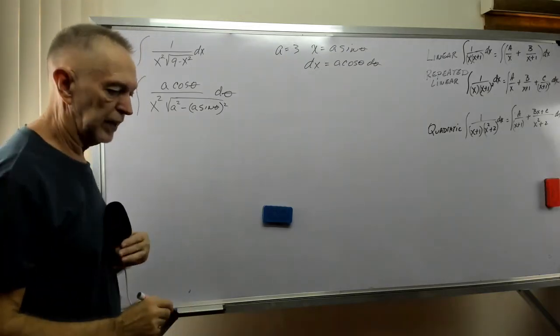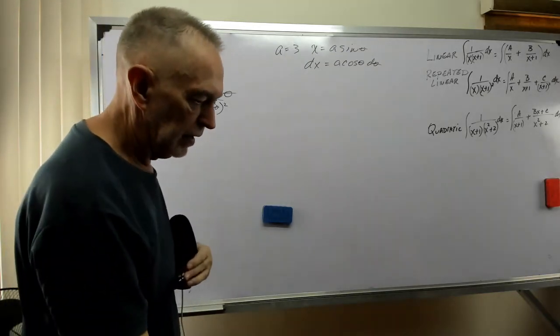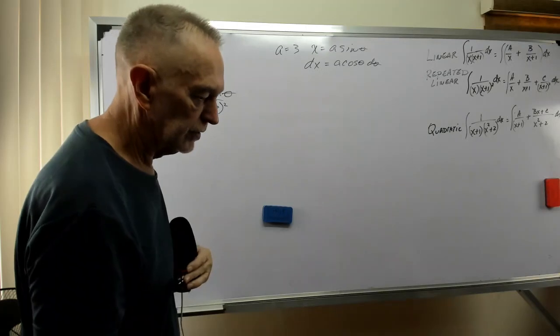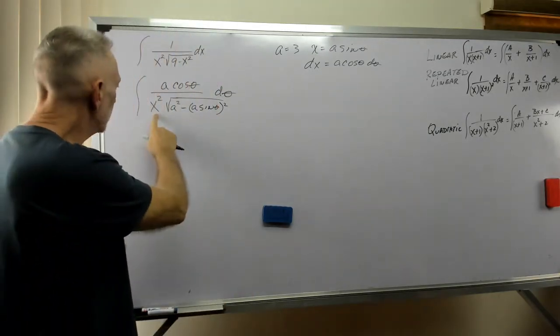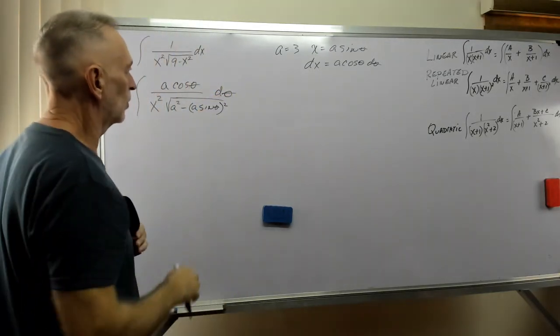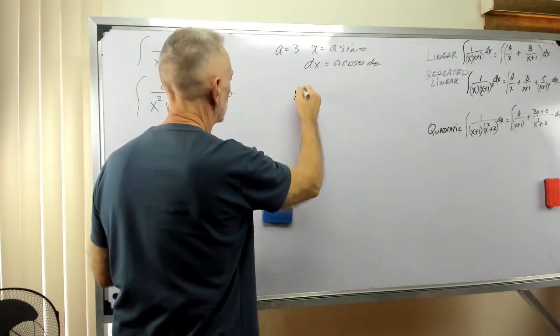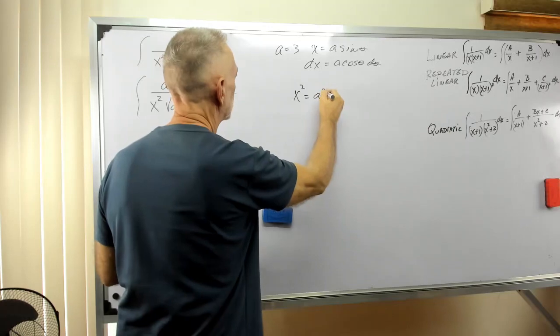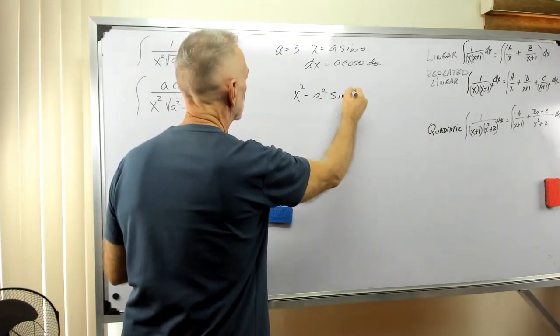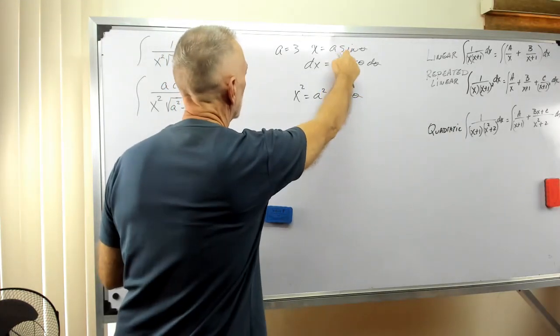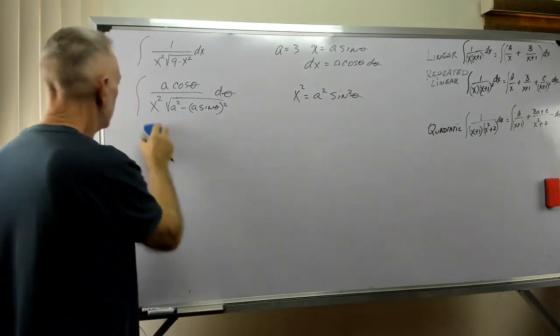Now you may be thinking, uh-oh, we have a value of x that's still here, and I'm in the theta world. Well, if this is x, hey, x squared would be a squared sine squared theta. Just square that. So let me just put that in here.